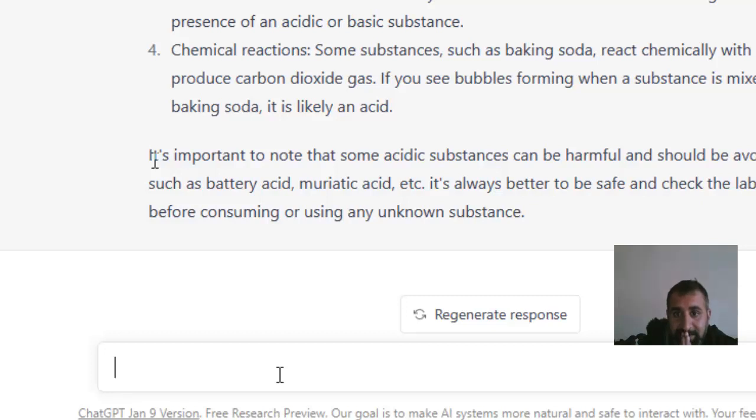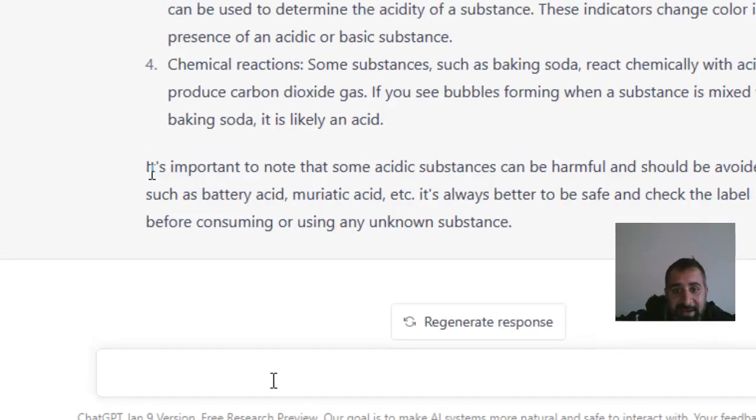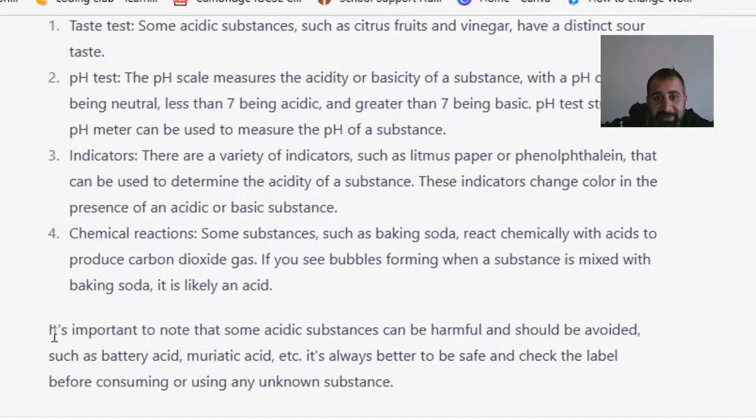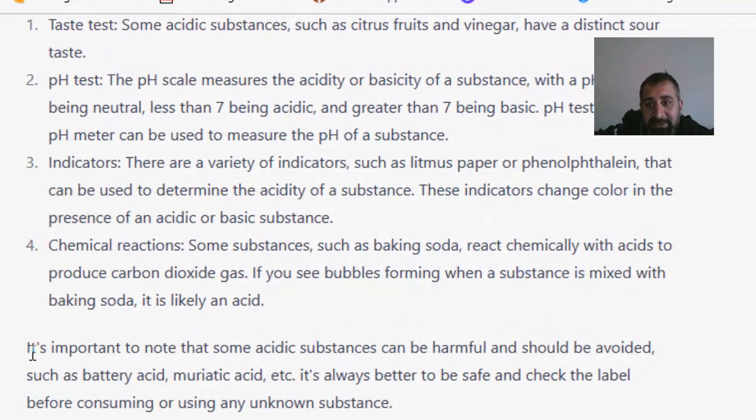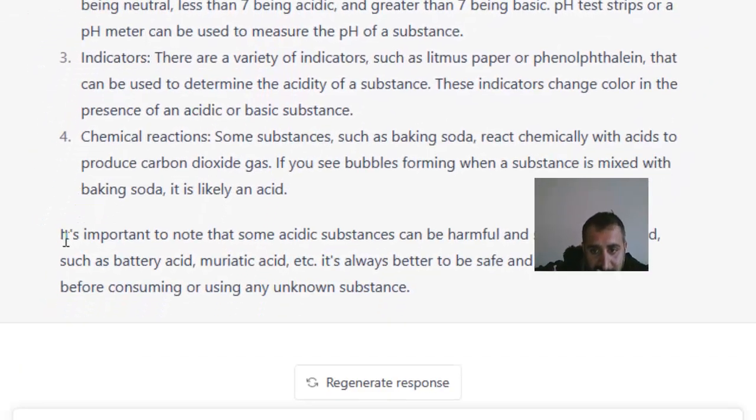Sir, there are a variety of indicators such as litmus paper that can determine the acidity of a substance. These indicators change color in the presence of acidic or basic substances. Chemical reaction: some substances such as baking soda react chemically with acid to produce carbon dioxide gas. If you see bubbles forming when a substance is mixed with baking soda, it is likely an acid. Satisfied? Yes. Next question, please.